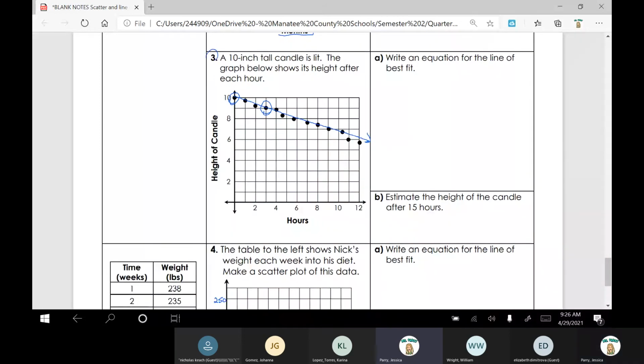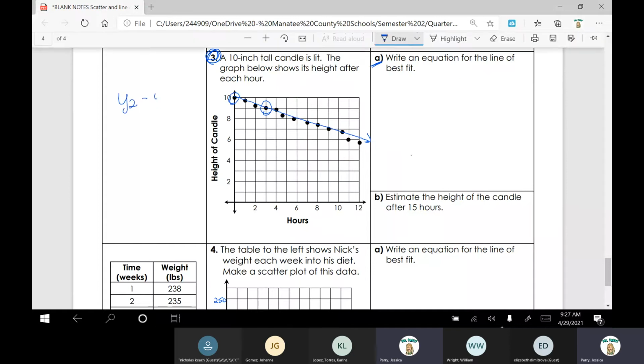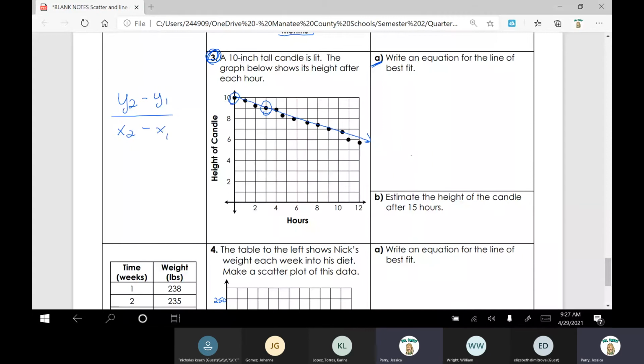Sorry, number 3. Number 3, it says a 10-inch tall candle is lit. The graph below shows its height after each hour. So you can see here, this one from left to right, it's going in the downwards direction. So it's a negative correlation. So that's why I chose this one to do together since it's a little bit different from what we've done already. And again, we're still doing the same thing, right? The equation for line of best fit, y2 minus y1 over x2 minus x1.